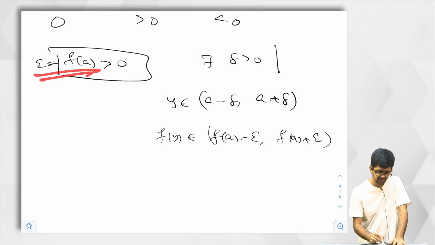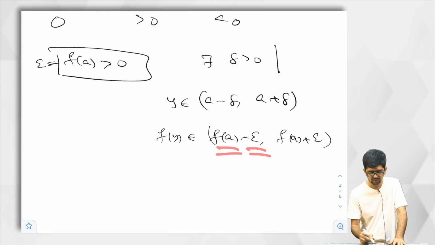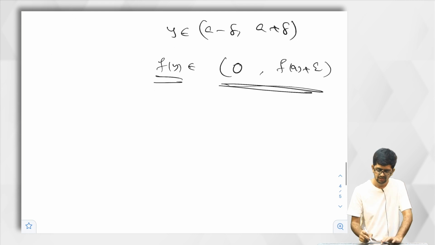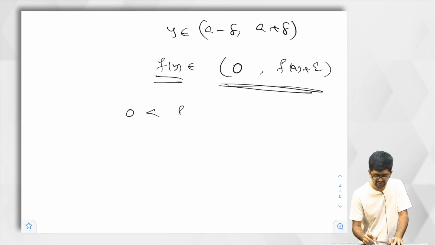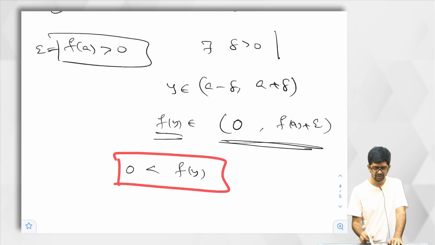As epsilon is equal to f of a, this difference, f of a minus epsilon, is actually 0. So we will remove this part and simply put 0 less than f of y, if y is in this interval. What does it mean? 0 less than f of y. So for every y inside this interval, we have f of y positive.